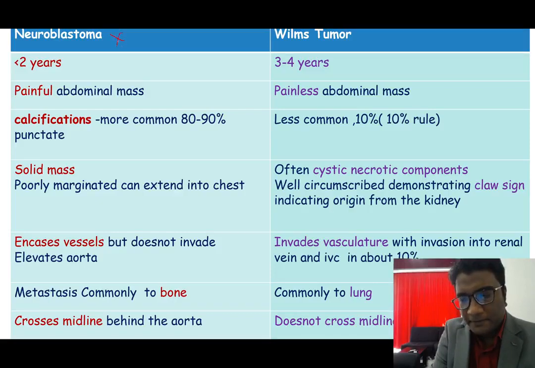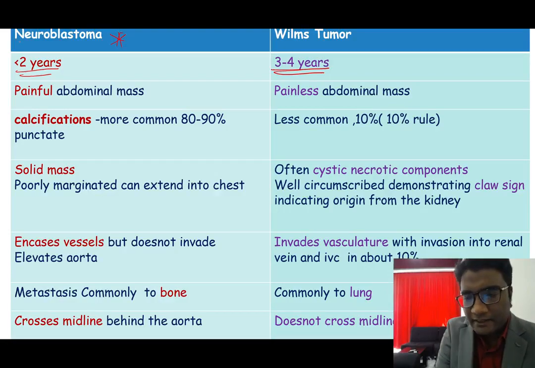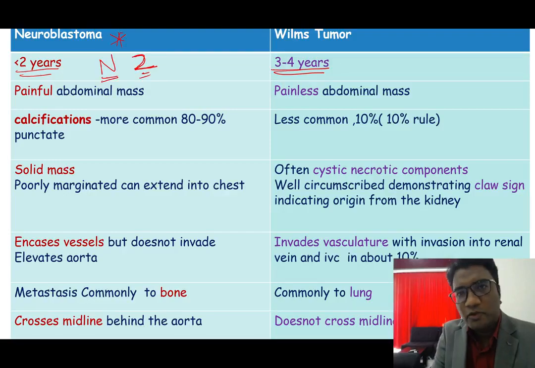Neuroblastoma is common in the 1 to 2 years age group. Wilms tumor is usually between 3 to 4 years. You can remember N for neuroblastoma. N looks like 2 to you, right? So remember, neuroblastoma is around 2 years age group, 1 to 2 years. W looks like 3 to you, right? Wilms tumor is around 3 to 4 years. So I hope this will help you remember the age group.